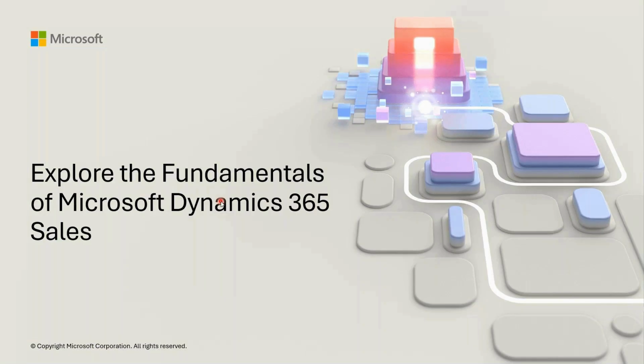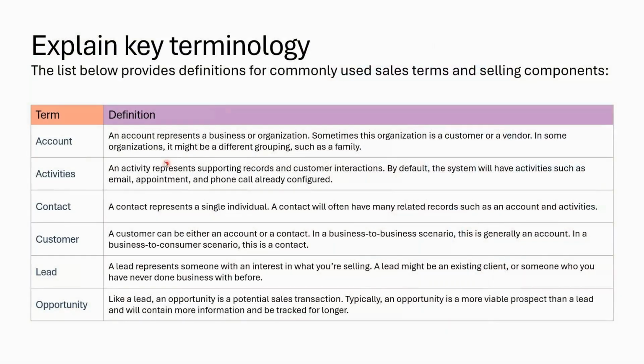they will be getting one application called Sales Hub, which I'll be showing in this. There is a slide which I'll be showing there. Along with that, we will also be getting some tables and terminologies. The list below provides definitions for the commonly used sales terms and selling components. So these are all out-of-the-box tables you will be able to see.